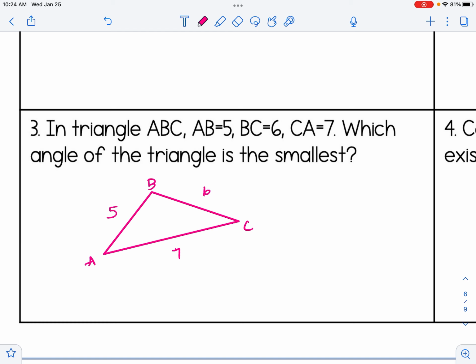So I can definitely see that the smallest side is going to be side AB, which is 5. So drawing the picture helps us realize that the opposite angle, the one across from it, is angle C, and therefore angle C is the smallest angle. So again, remember the smallest side and the smallest angle are across from one another.